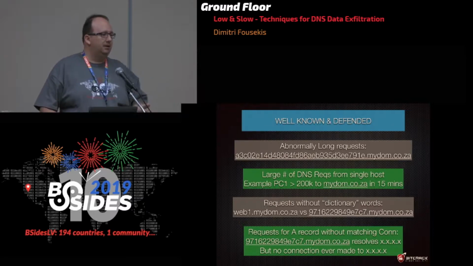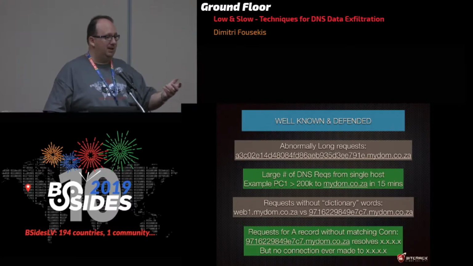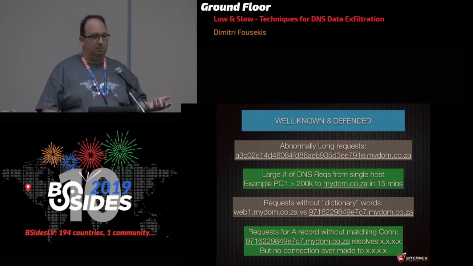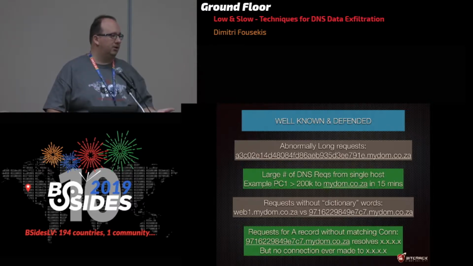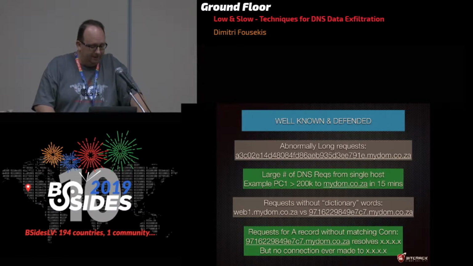Another is a large number of DNS requests from a single host. Say you've got a desktop in the environment pushing 200,000 plus DNS queries in the last few minutes. You know there's something wrong there. It shouldn't be doing that, no matter how much the user is browsing and working on a workstation.